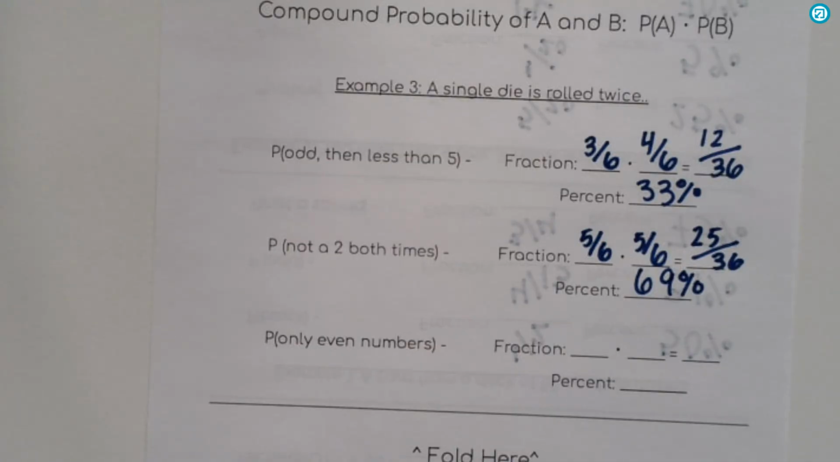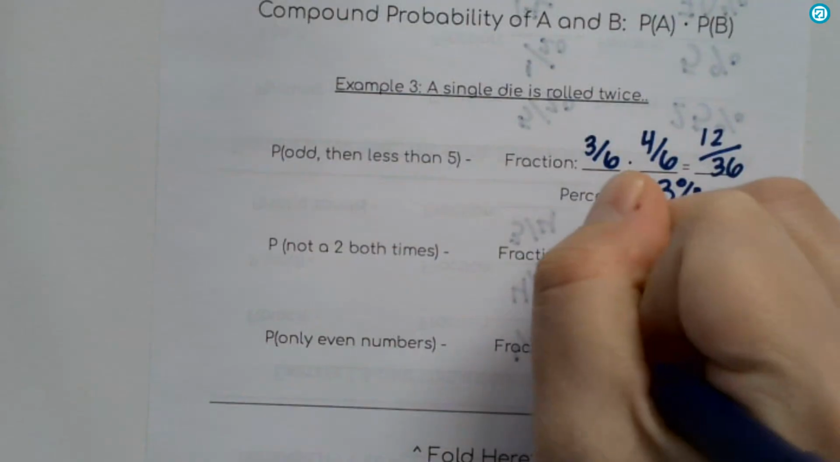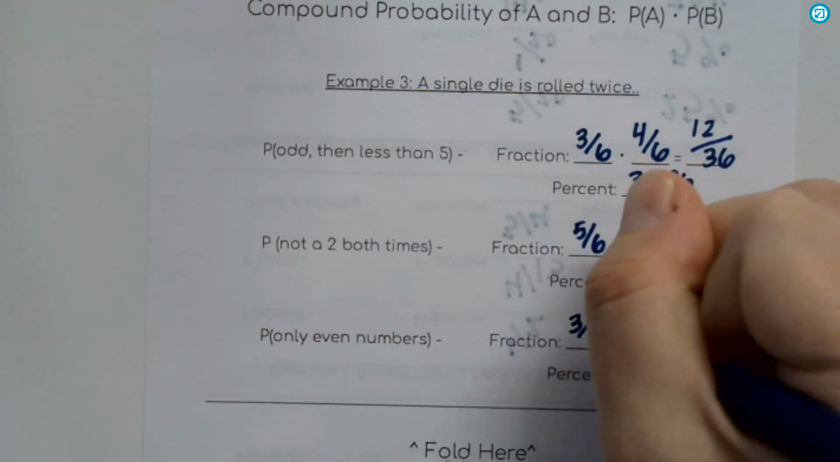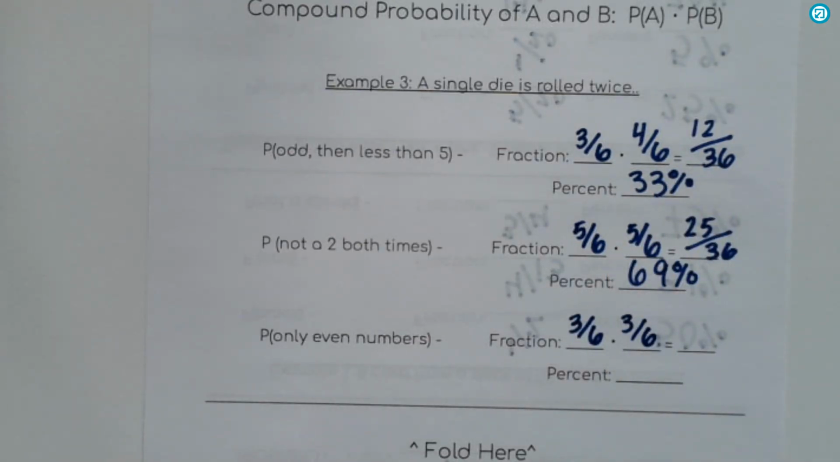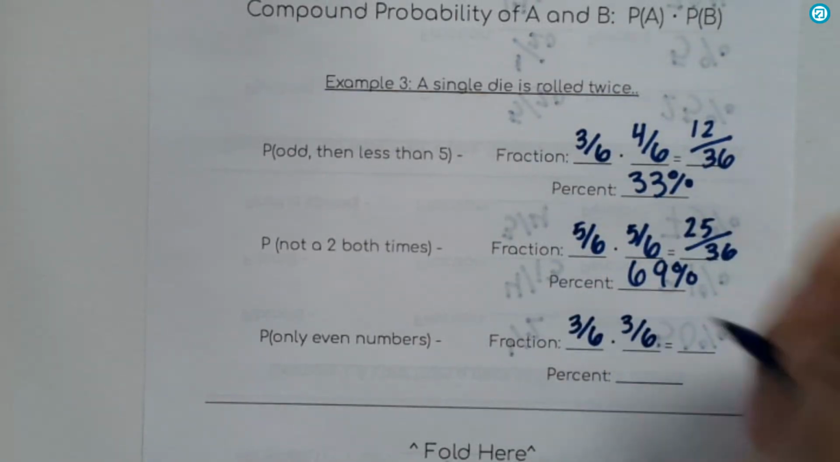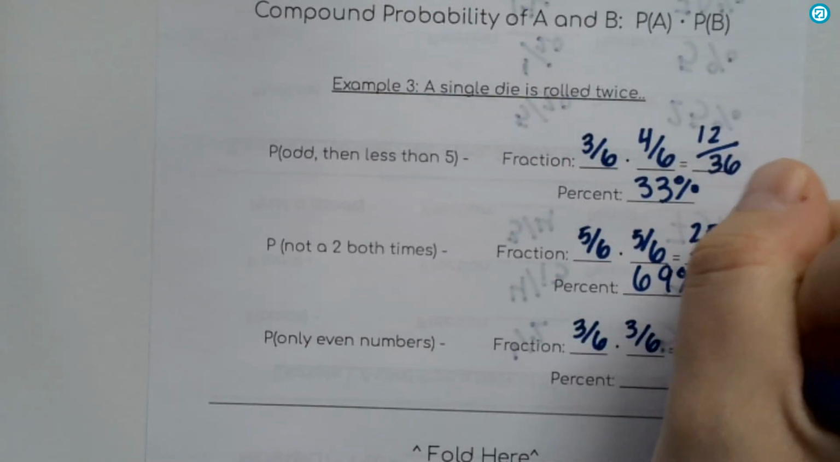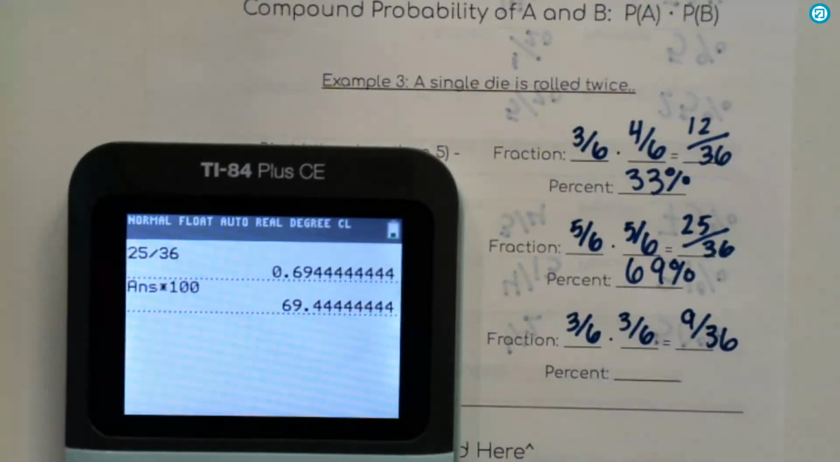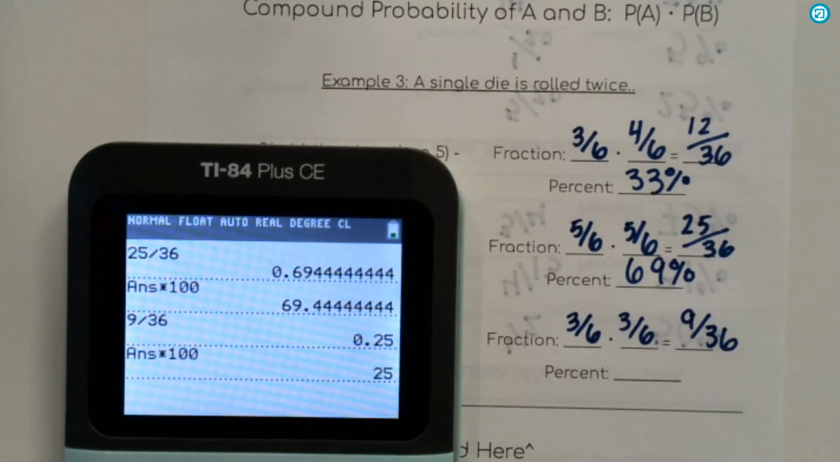And then the very last one, probability that we only get even numbers. So on a die, the even numbers are 2, 4, and 6. So that's going to be 3 out of the 6 options. And then once again, probability that we roll a die again, still going to be a 3 out of 6 chance. 3 out of 6 times 3 out of 6. 3 times 3 is 9. 6 times 6 is 36. 9 goes into 36 4 times. That would reduce to 1/4. Just FYI. So 9 divided by 36 is going to be exactly 25%.